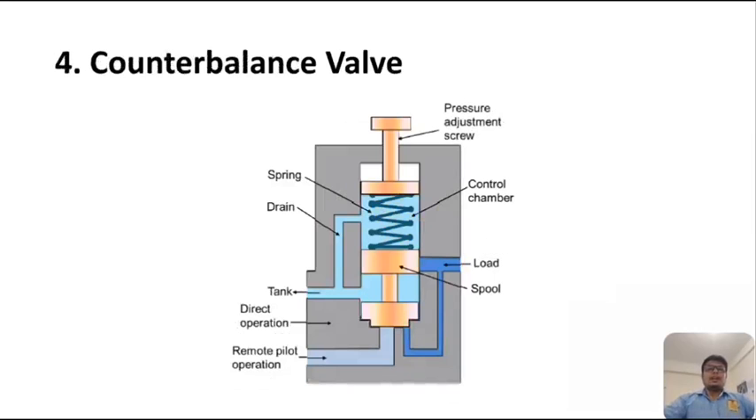Next is counterbalance valve. Again you can see that the schematic diagram of this type of valve is almost the same. Only a few changes we have made. So, this schematic diagram, if GTU is asking for a figure, then you have to draw this. It is used to maintain the back pressure, and it will also prevent a load from falling. The counterbalance valves can be used as braking valves for the deceleration of heavy loads.